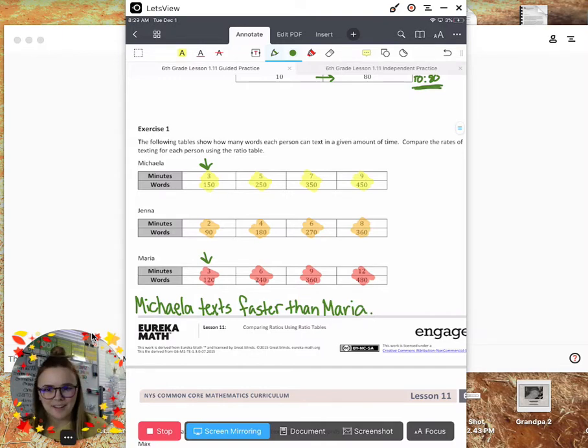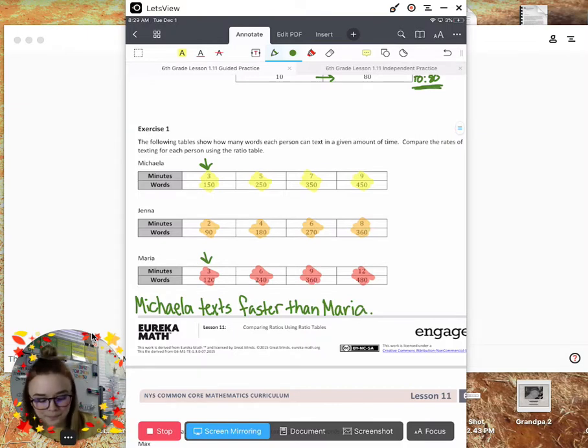But what about Jenna? Right? Jenna doesn't have a 3-minute calculation. So let's see if we can figure out if Jenna's faster than both of them, if she's only faster than one of them, or if she's the slowest texter.